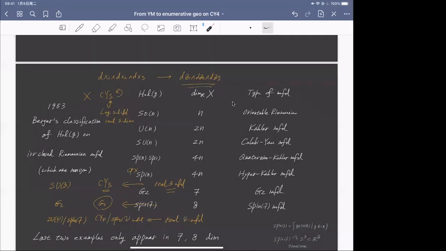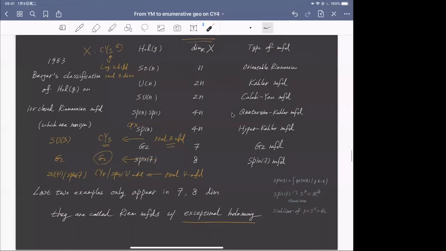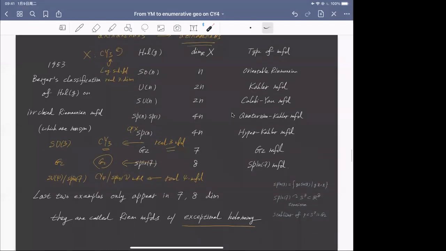I was late, so I don't know if my question is sensible or not. But you mentioned Spin(7), which corresponds to dimension 8, and you said that it has a correspondence with F-theory. Then is this 8 a space dimension or a spacetime dimension? This is the total dimension. I think F-theory is a 12-dimensional theory.